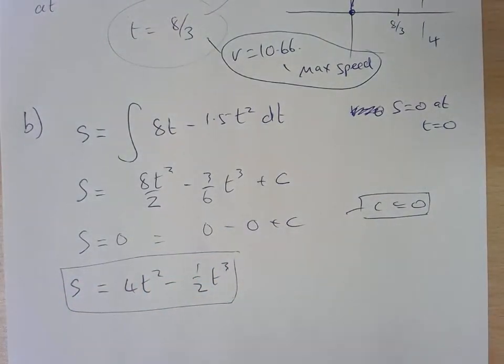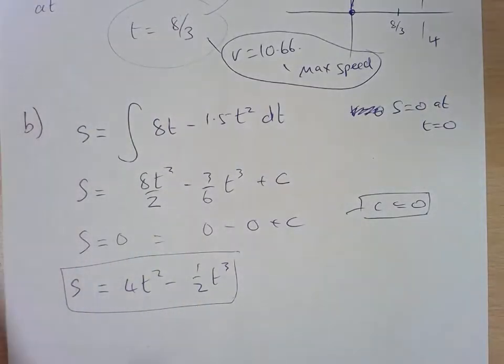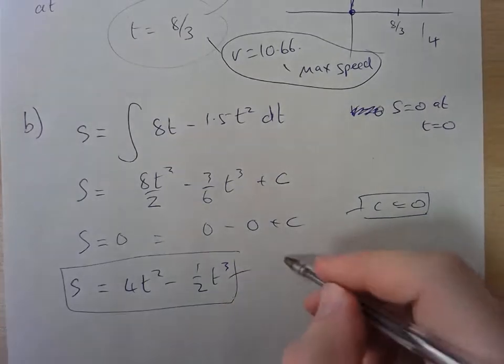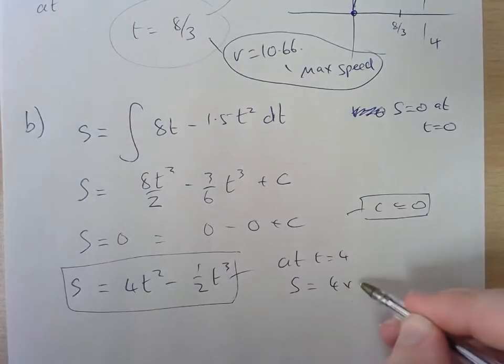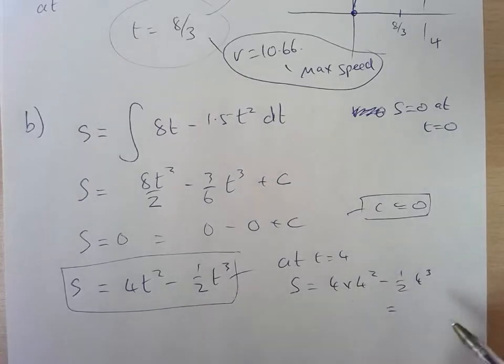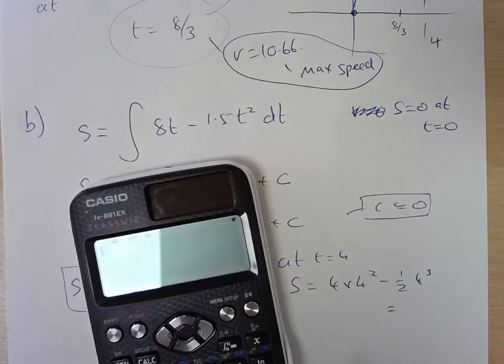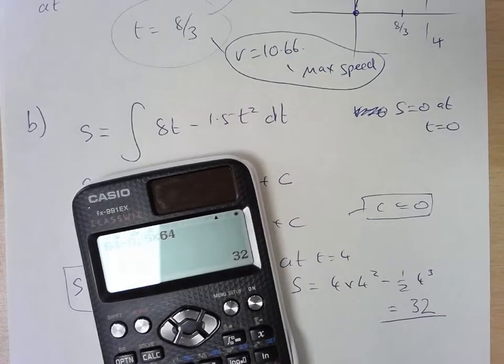And if you go back to the question, you'll notice that we were asked to find our distance at t equals 4. So at t equals 4, we have s equals 4 times 4 squared minus a half times 4 cubed. Putting this in the calculator, we get 64 for the first bit. Take away a half of 64, which gives us an answer of 32. So that is our answer for part B.